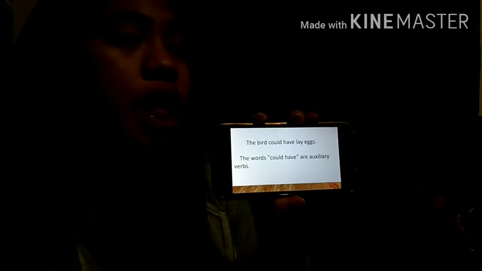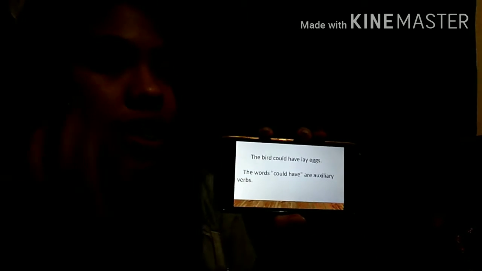So in short, the auxiliary verb is the one that helps or supports the main verb, or shall we say the lexical verb, and the lexical verb is the main verb of the sentence.